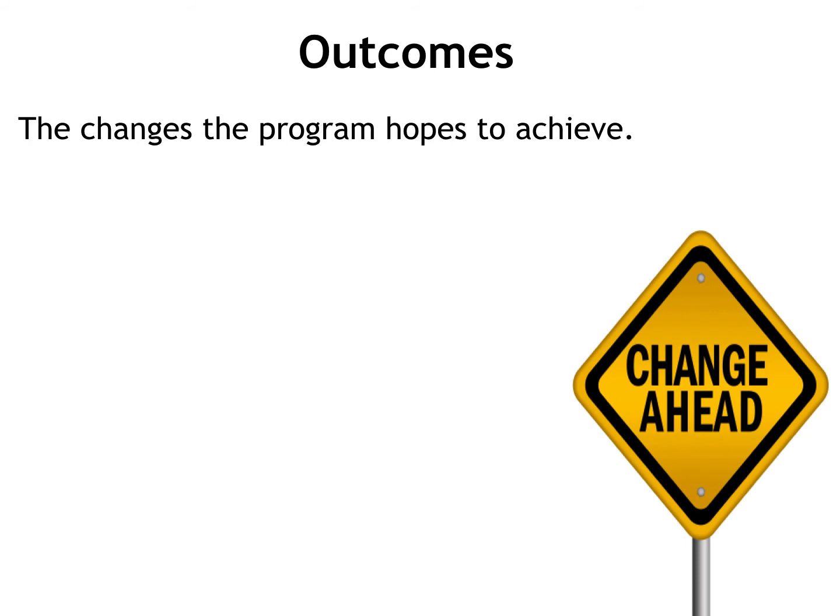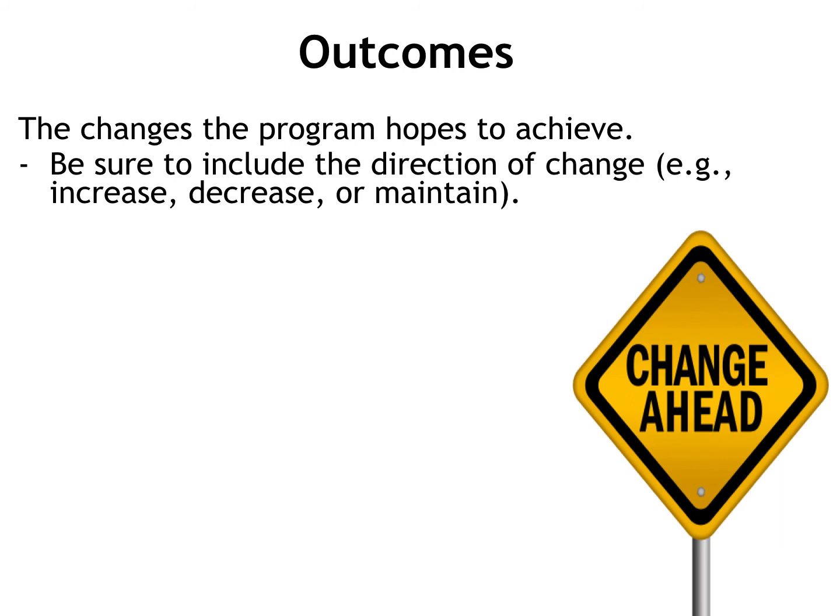Lastly, there are outcomes. Outcomes are the changes that the program hopes to achieve. When talking about outcomes in your logic model, you want to be sure to include the direction of change. We're hoping to increase something, decrease something, or maintain status quo.